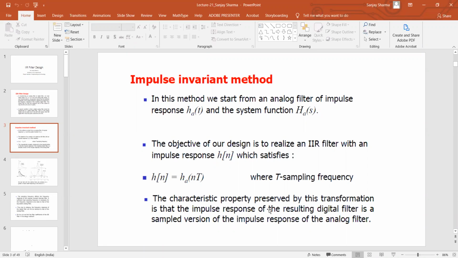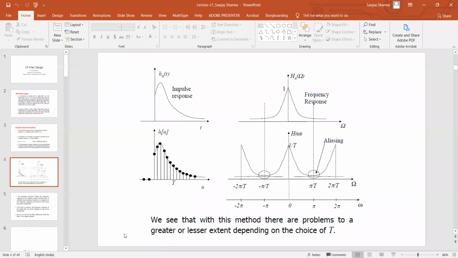Now the characteristic property preserved by this transformation is that the impulse response of the resulting digital filter is a sampled version of the impulse response of the analog filter. So h_a(t) is the impulse response of the analog filter, and h(n) will be the sampled version of it, right? So that we know. This is the diagrammatic explanation of that. We have already seen these things, but let's once again see. Let's say this is h_a(t), the impulse response of some filter, right?